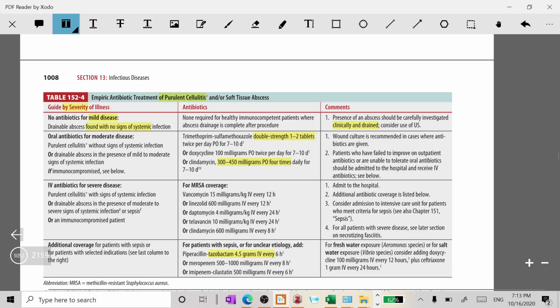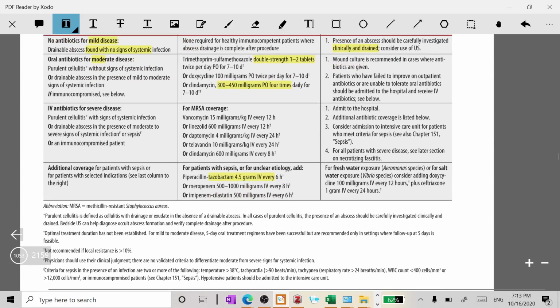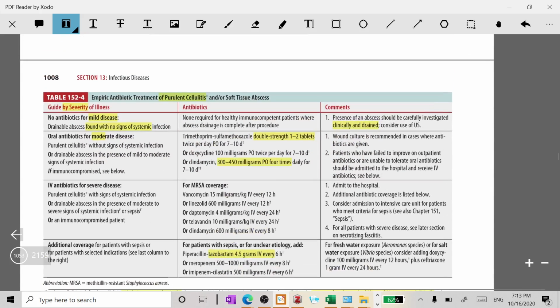Consider ultrasound. If the patient has moderate disease, purulent cellulitis is there. Purulent cellulitis is defined as cellulitis with drainage or exudate in the absence of a drainable abscess. In all cases of purulent cellulitis, the presence of an abscess should be carefully investigated clinically and drained. Bedside ultrasound can help detect occult abscess formation and verify complete drainage after the procedure. This applies mainly to moderate disease with purulent cellulitis without signs of systemic infection or drainable abscess, in the presence of mild to moderate signs of infection.